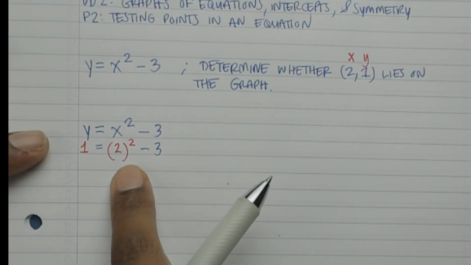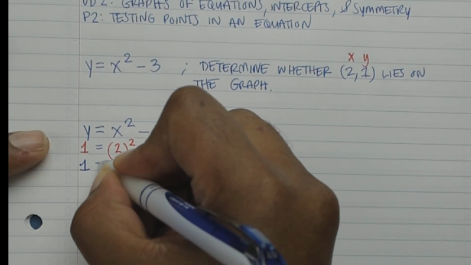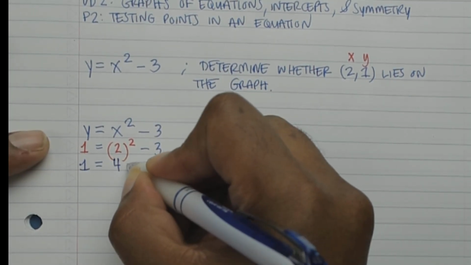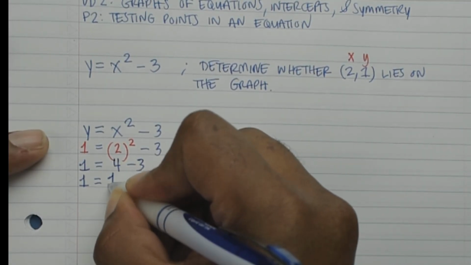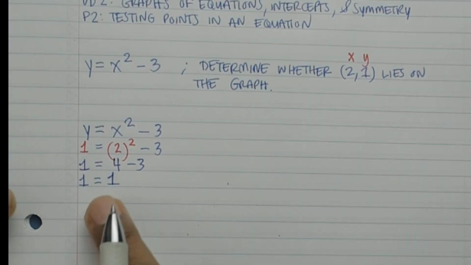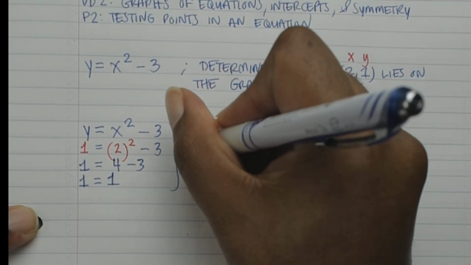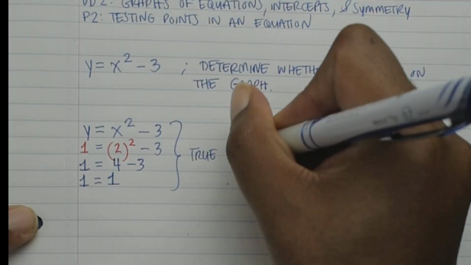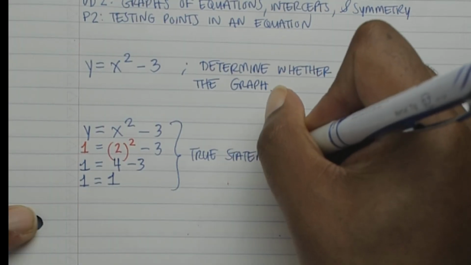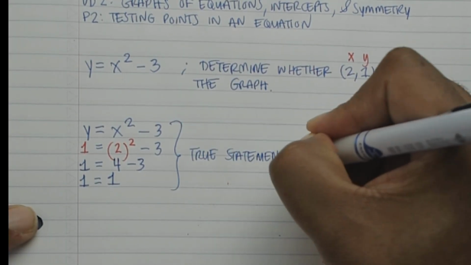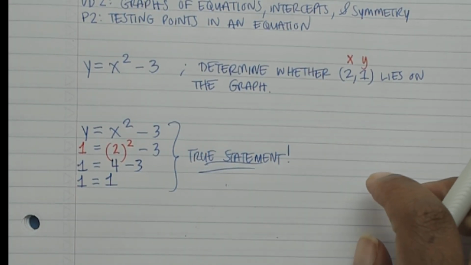Okay, so in doing so, now that we've substituted the information, we can compute it. So we have 1 equals 4 minus 3. So 1 is going to be equal to 1. So that statement is true, right? 1 is equal to 1. So this is a true statement.